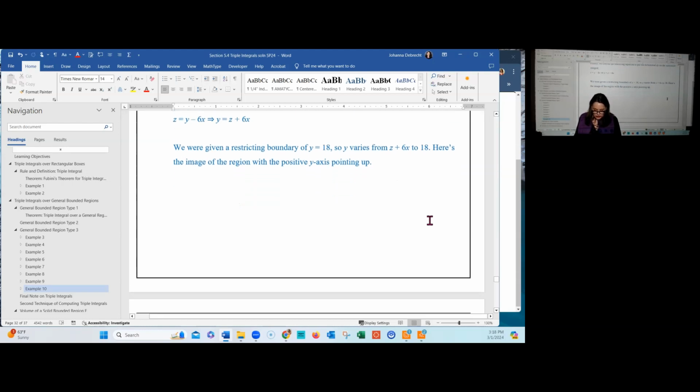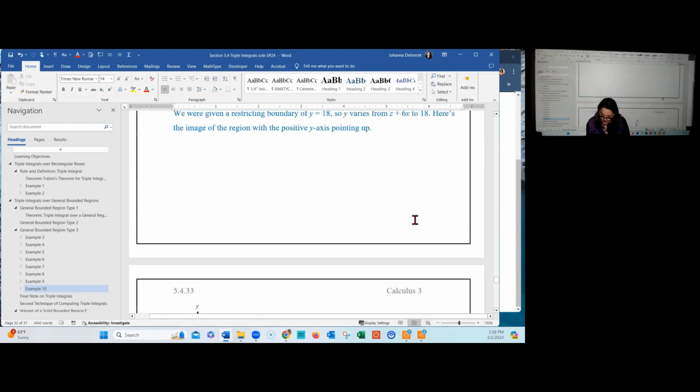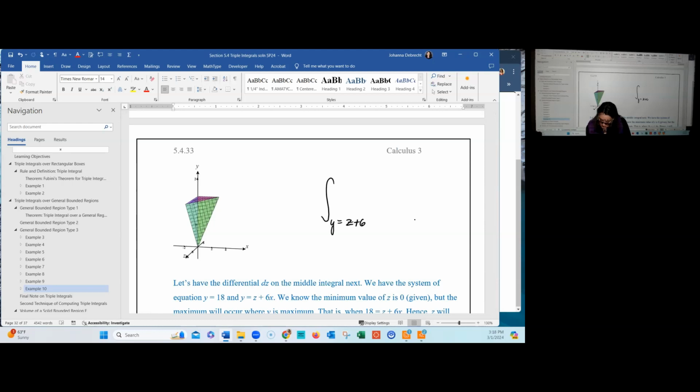Let's take a look at the region with the y-axis pointing up. When you have the y-axis pointing up, you can see that you've put your solid on the tip here. And when the y-axis is pointing up, the slanted plane is the bottom surface, and the top surface is that plane y equal to 18. This would give us the innermost limits of integration of y equal the slanted surface, which I believe we found to be z plus 6x. And the upper surface for y would be 18.